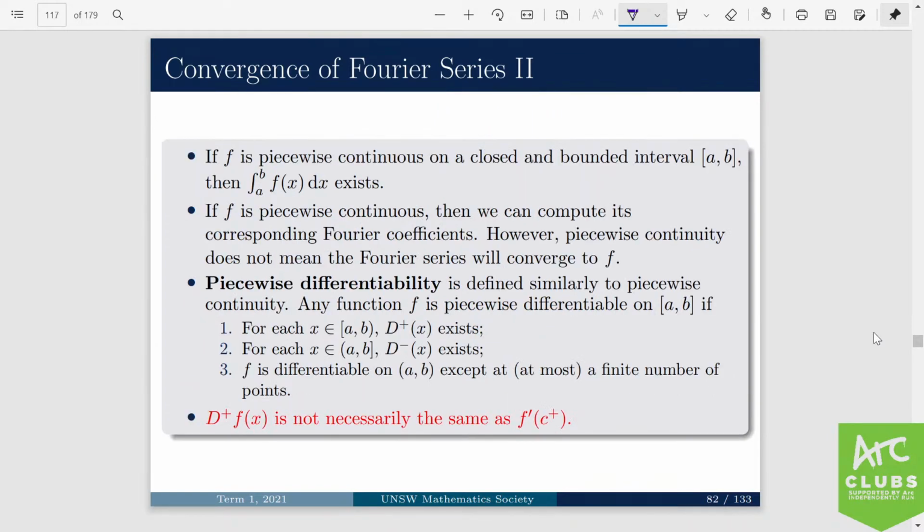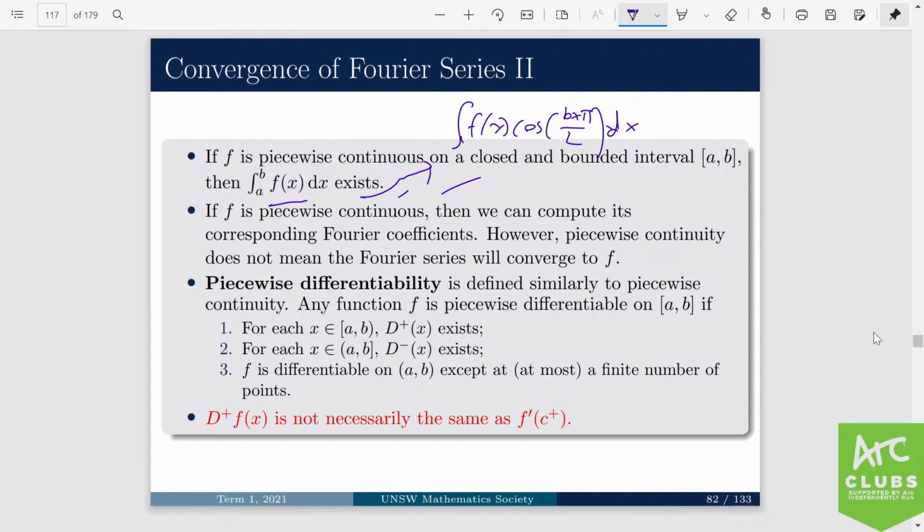The nice thing about piecewise continuous functions is that it means we can integrate them. So remember, to find our Fourier coefficients, we need to integrate f(x) times cos kx, or it could be k pi x over L, and also for the sine. And we can't actually find this if these integrals don't exist, right? So if f is piecewise continuous on this closed and bounded interval, that means we can find this integral of f(x), and usually that means we can also find this cosine coefficient.